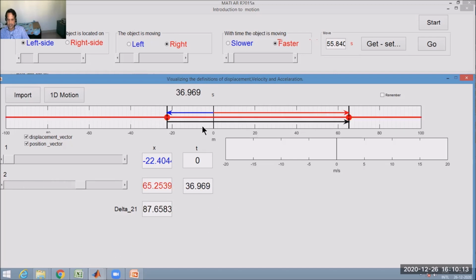For any other instant of time, you can see at this, the object is on the left side, minus 22.4, and at 36.96 seconds, the object would be at 65.25 meters. Hence, the distance would be 87.65 meters, and it is moving towards the right. You can take another position. So the position vector for time t2 changes, and so the displacement vector also changes.